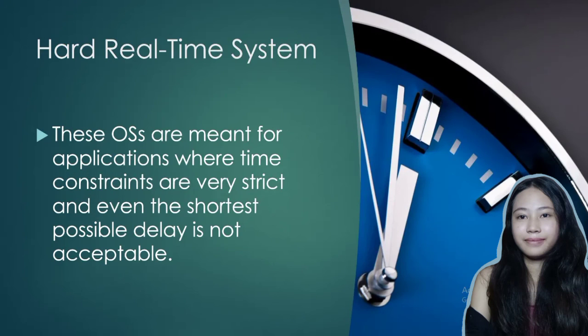Let's look at the hard real-time system first. These operating systems are meant for applications where time constraints are very strict and even the shortest possible delay is not acceptable. A hard real-time system must always meet all deadlines. The system fails if a deadline window is missed.